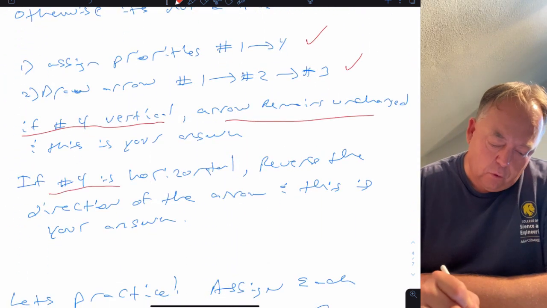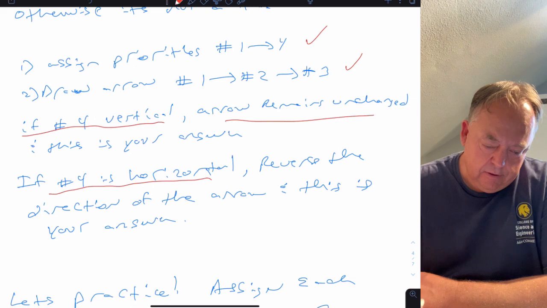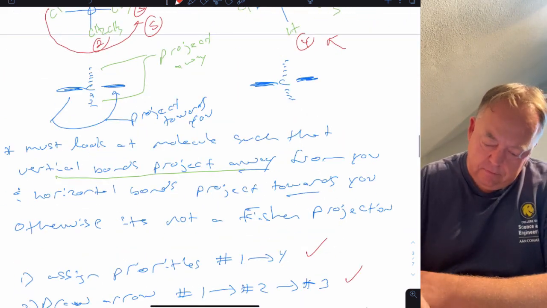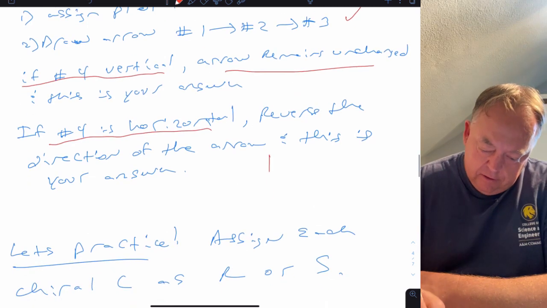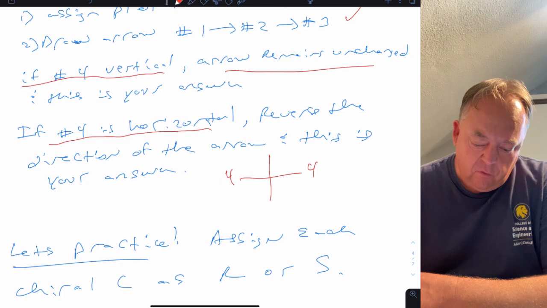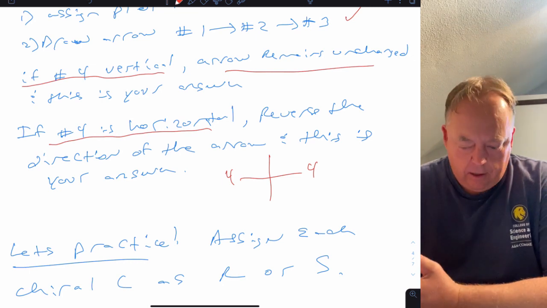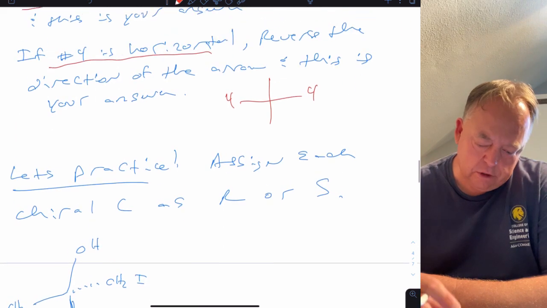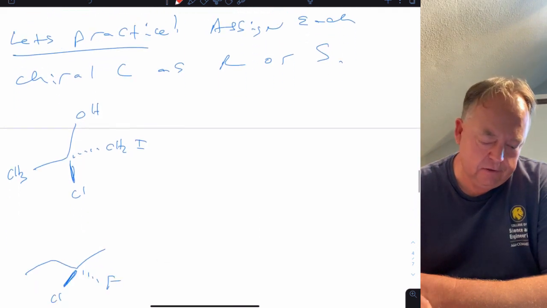If your number 4 is in a horizontal position, so if number 4 is here or here, then when you draw your arrow from 1 to 2 to 3, you have to reverse the arrow, and then that is your answer. So we'll work some examples, and hopefully it makes sense.